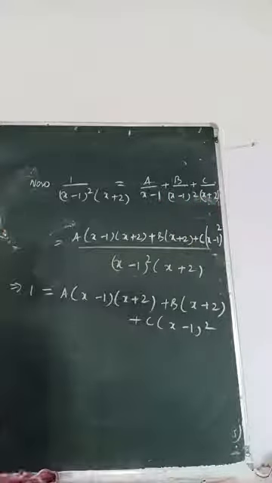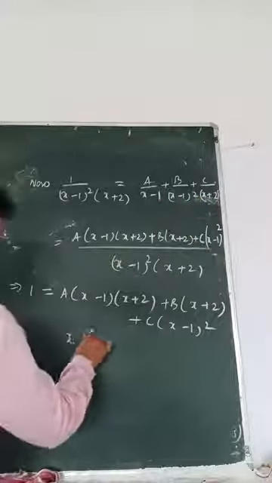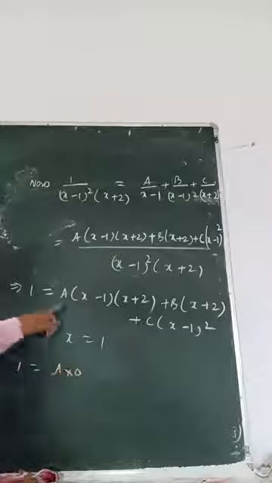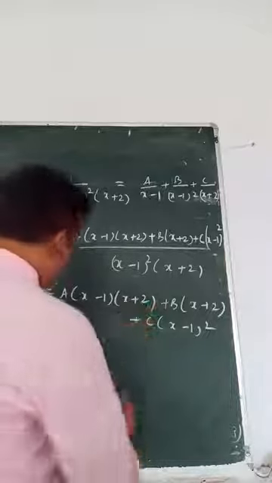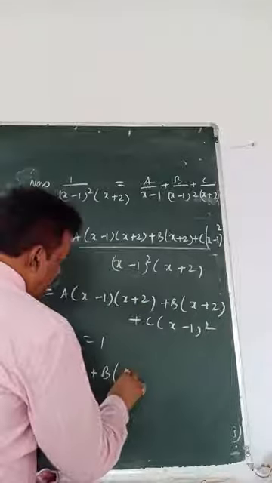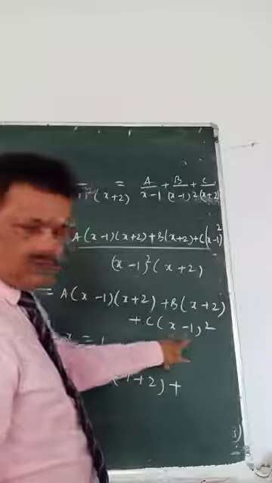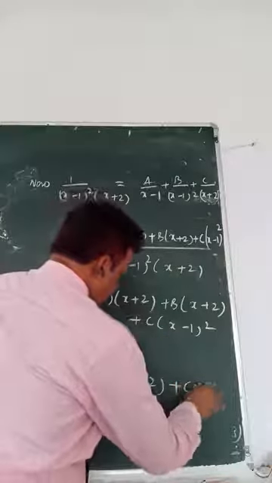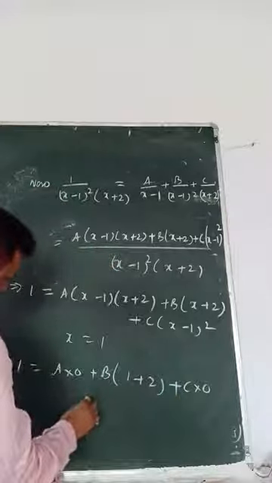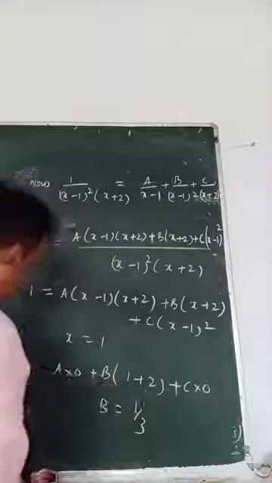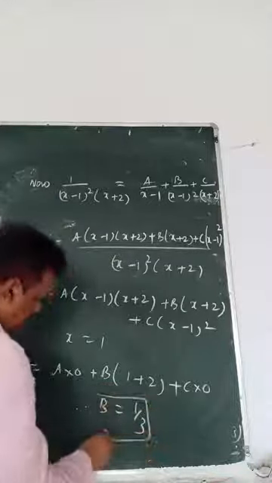Now let's continue. Put x equals to 1. So 1 equals to a into 0. B will remain 1 plus 2. C will be also 0 here. So you got B equals to 1 by 3 because this is 3, you have to divide here. Okay, 1 value you got.